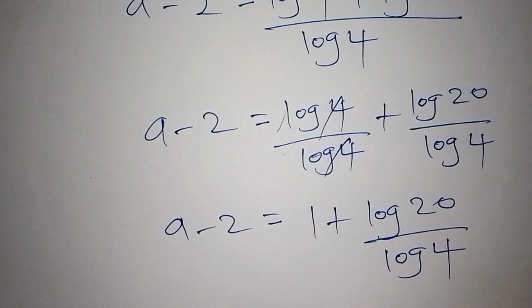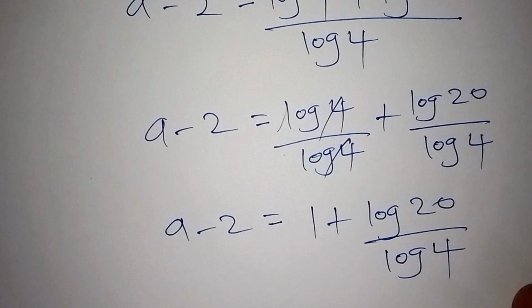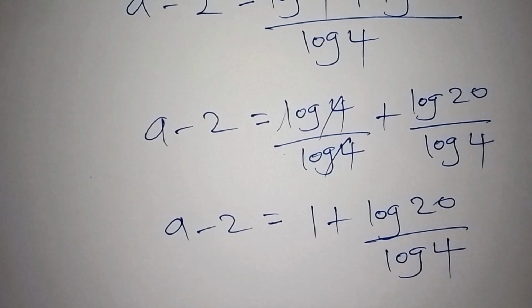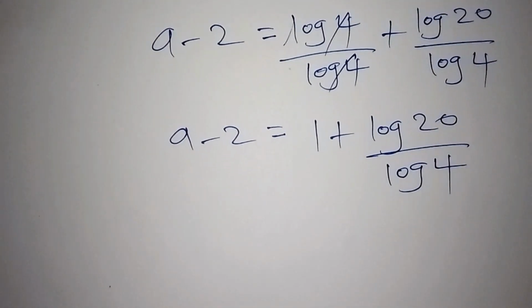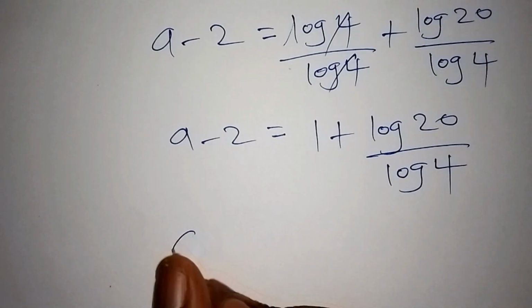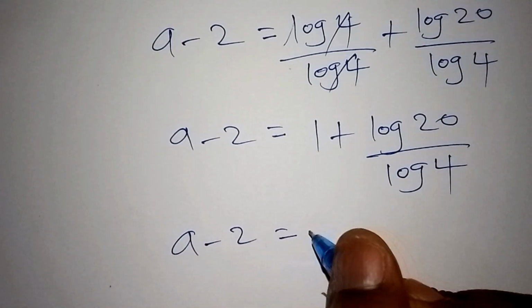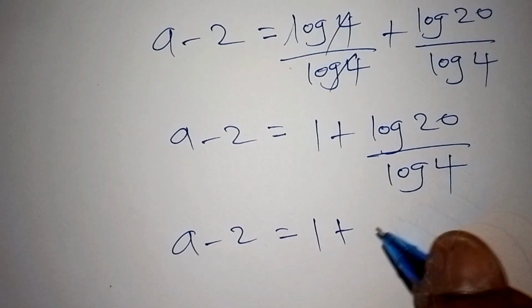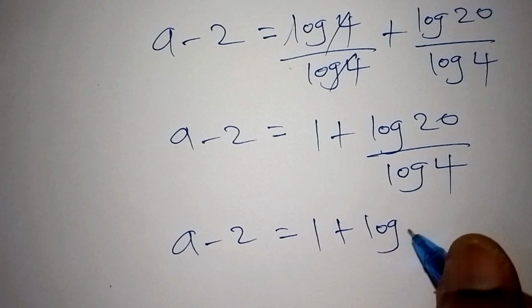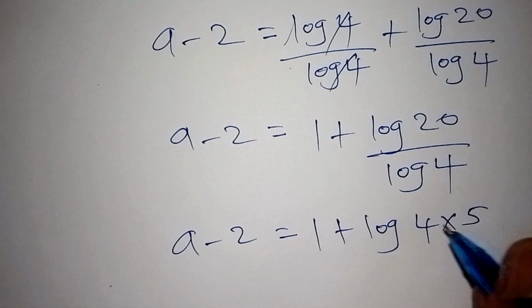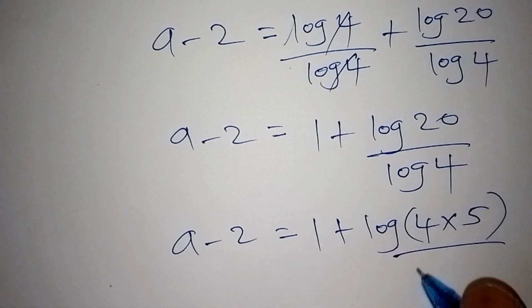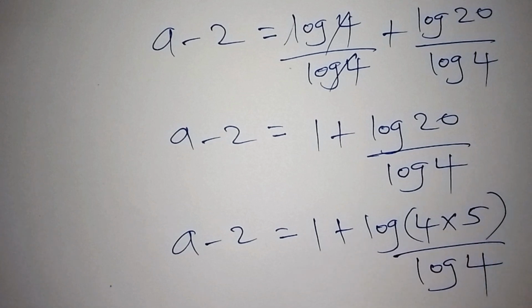So we still have to factorize this number. We are not supposed to leave it the way it is. We still have our a minus 2, so a minus 2 is equal to 1 plus, the log of 20 can also be written as the log of 4 multiplied by 5, all over the log of 4.